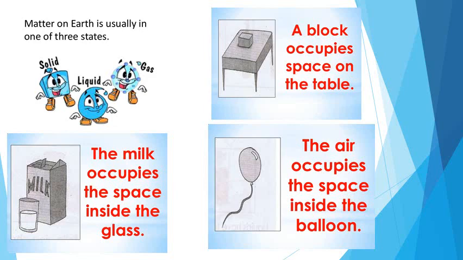A block occupies space on the table. The milk occupies space in the glass. The air occupies space inside the balloon. So solid is something hard, like the block, or the desk, or the table, or the chair. Liquid is something like milk, water, juice. Gas, like air, the air in the balloon, the air in the tire.